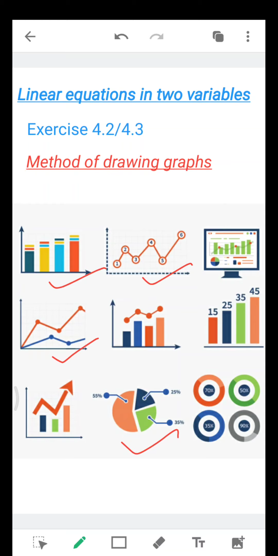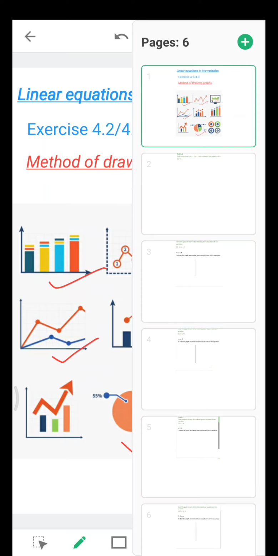But today we are going to see a new method of drawing graphs for linear equations. So we'll see how to draw graphs for linear equations in two variables. Till now we were drawing the graphs for the data which we have collected. In statistics we have drawn the graph of the data which we collected, okay, but now we don't have the data, we have an equation, okay.